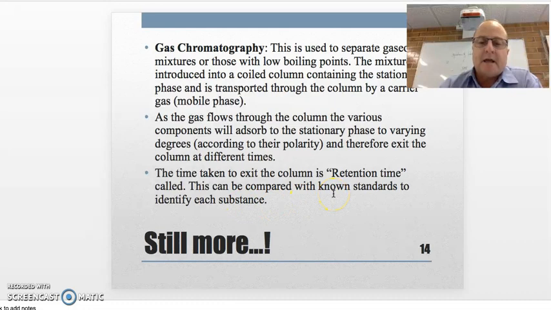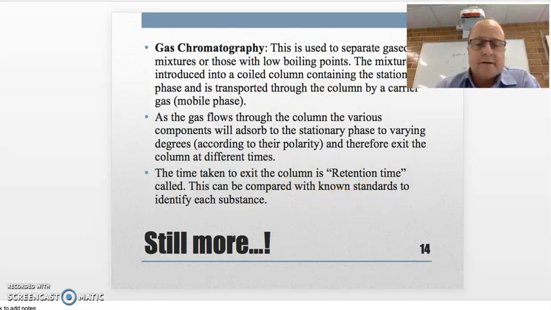So unlike thin layer chromatography, where the value that we calculate is the RF value, the retardation factor, which is the distance travelled by the substance divided by the total distance travelled by the mobile phase, and we can compare that to a known standard. In gas chromatography, we have a thing called retention time, which we can compare to a known standard.